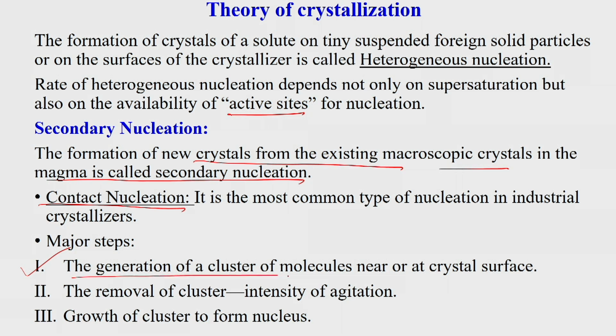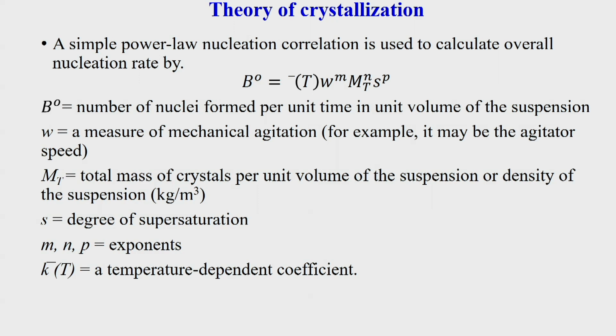First step is the generation of the cluster of molecules near or at the crystal surface, then the removal of the cluster, then growth of the cluster to form the nucleus. Okay. And for that, a simple power law nucleation correlation is used to calculate the overall nucleation rate: B prime is equal to k prime into W to the power m into Mt to the power n into S to the power p, where B prime is the number of nuclei formed, W is a measure of the mechanical agitation, Mt is the total mass of the crystal per unit volume, and S is the degree of supersaturation.